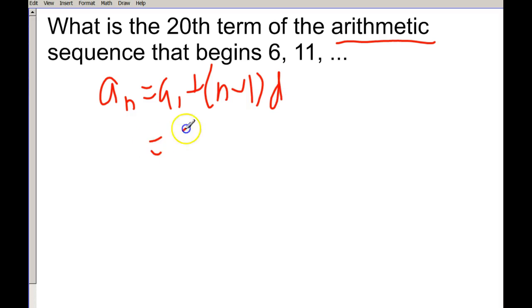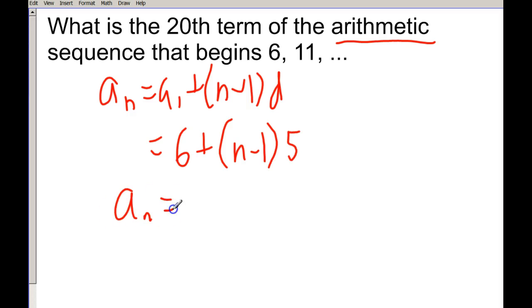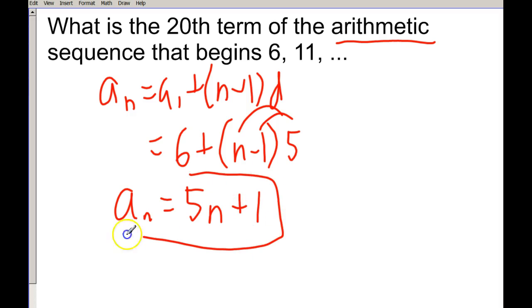So you get a sub 1 is 6 plus n minus 1. We're just going to keep it like that. Times d. Looks like the common difference is 5 here. So times 5. So a sub n equals 5n. See, when I distribute, I get negative 5 plus 6, which is plus 1. So this is my formula for the nth term.